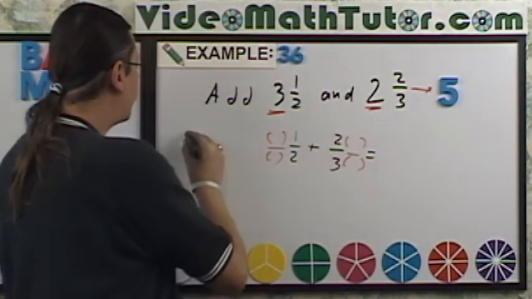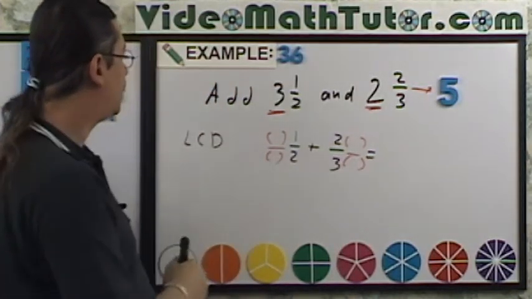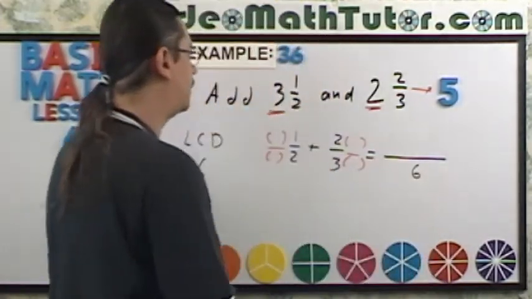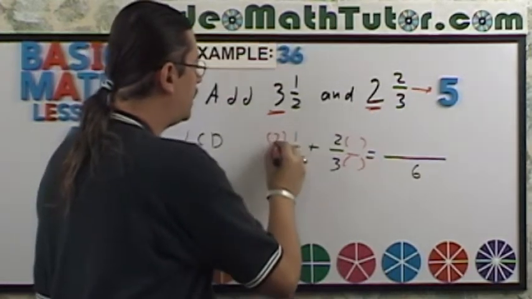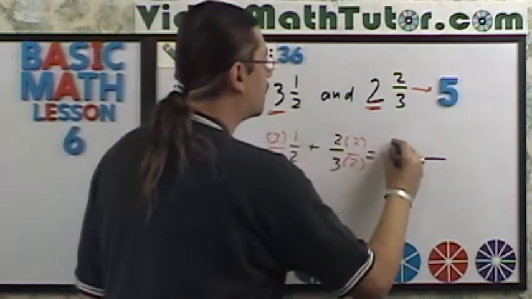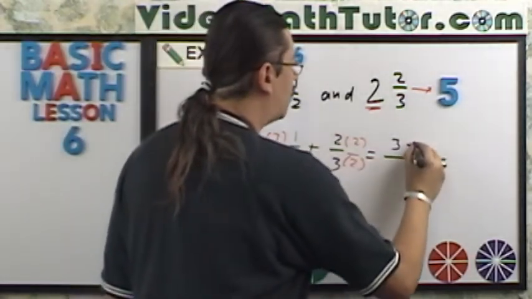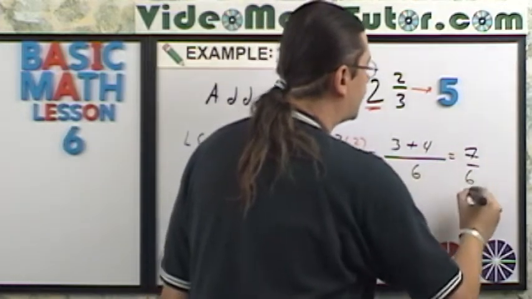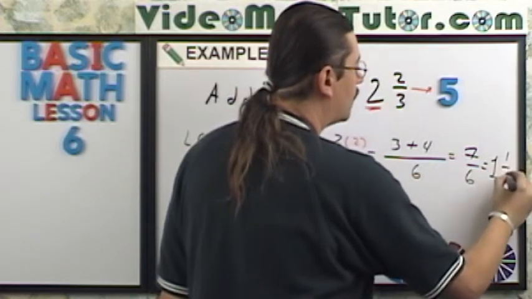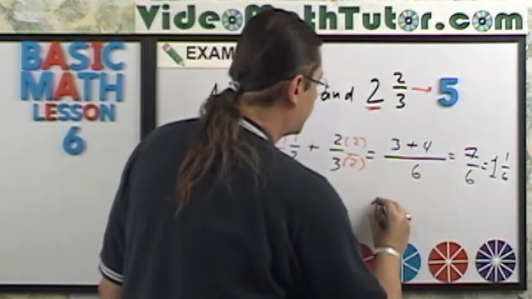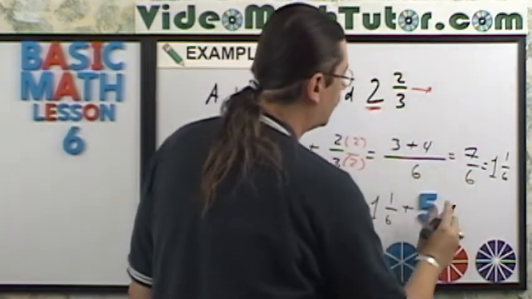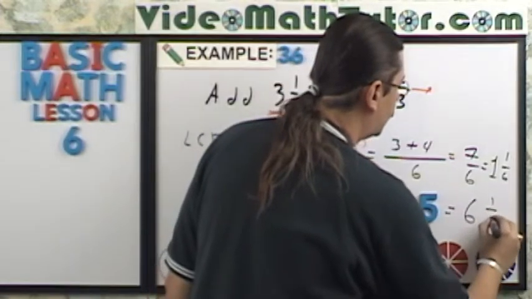And we know the LCD from the previous problem was just 6. So we want a common denominator of 6. 2 times 3 is going to give us 6. 3 times 2 gives us 6. So 3 times 1 is 3. And then here 2 times 2 is 4. This gives me 7/6. Now, a mixed number from this is 1 and 1/6. So I'm going to write that down. So we have 1 and 1/6 plus the 5 that we had earlier gives me the 6 and 1/6.